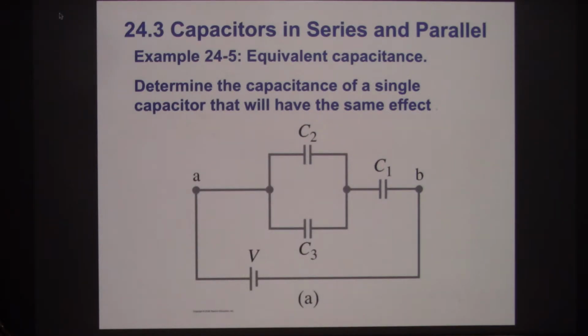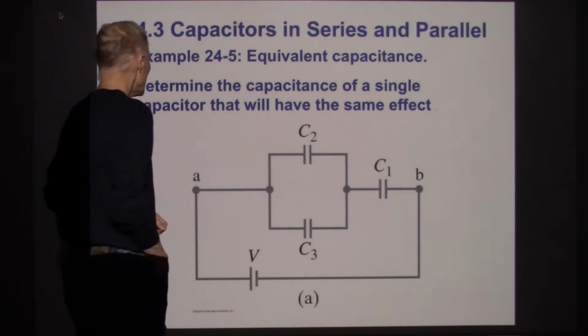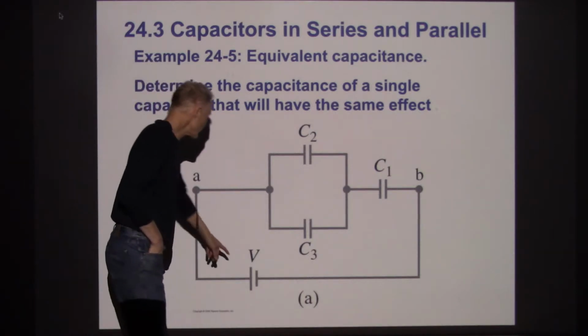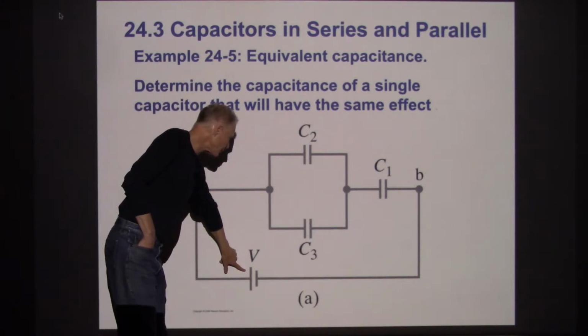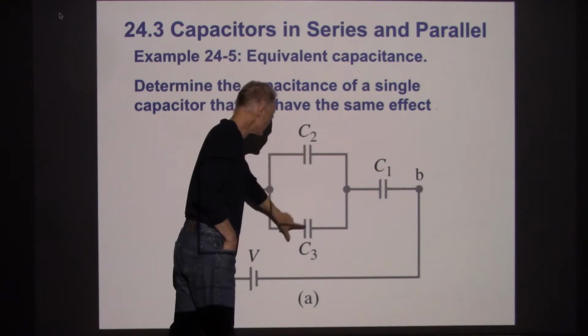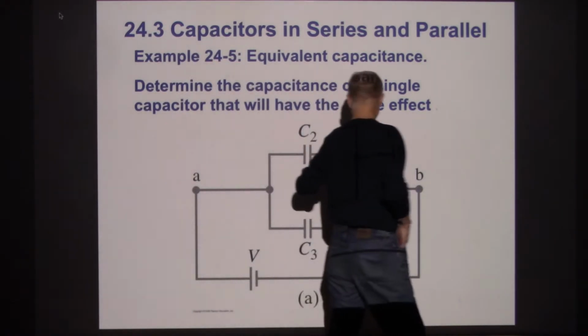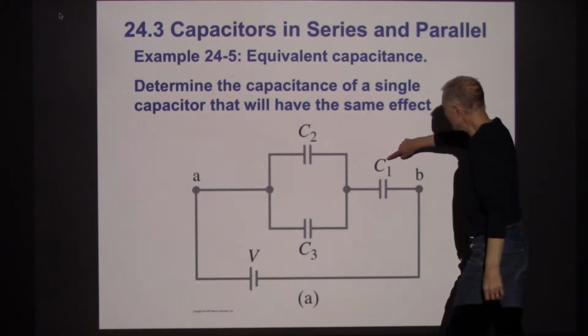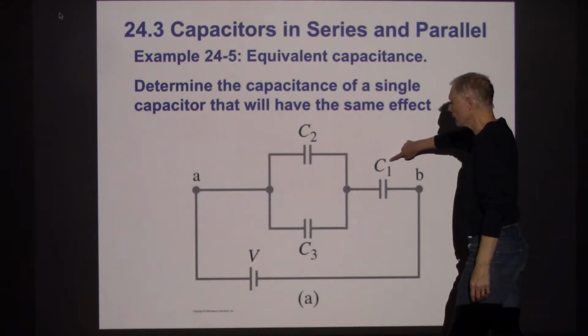Now what we can do is take these rules that we've come up with for capacitors being added in series or in parallel, and we can combine those. So here's a circuit where I've got a battery here. I've got a couple of capacitors here. I'm going to call this C2 and C3. At least they're going to call it C2 and C3. And then I have another one here that's C1.